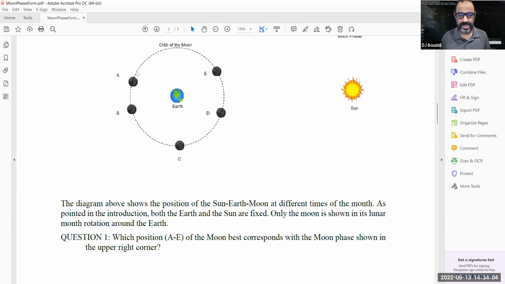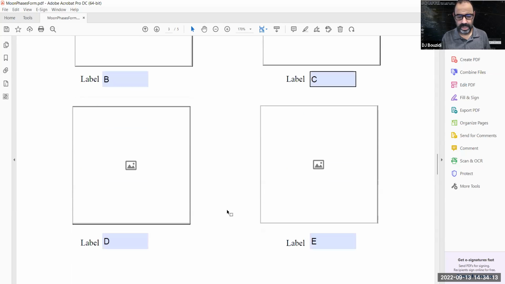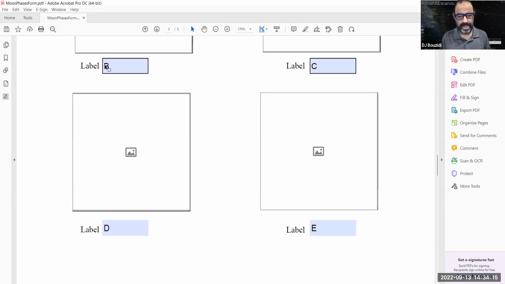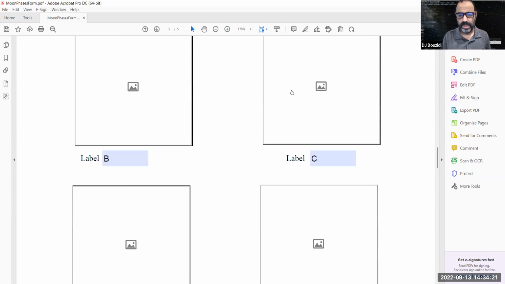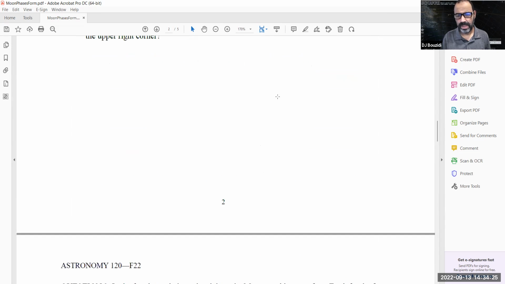If my answer to the first question is C, that means I have to draw A, B, D, and E, okay? So this will be A, B, D, and E, because I decided C is the correct answer. Whatever answer you decide on the first one, you need to draw the other 4, okay, because you have 5 in here, okay?